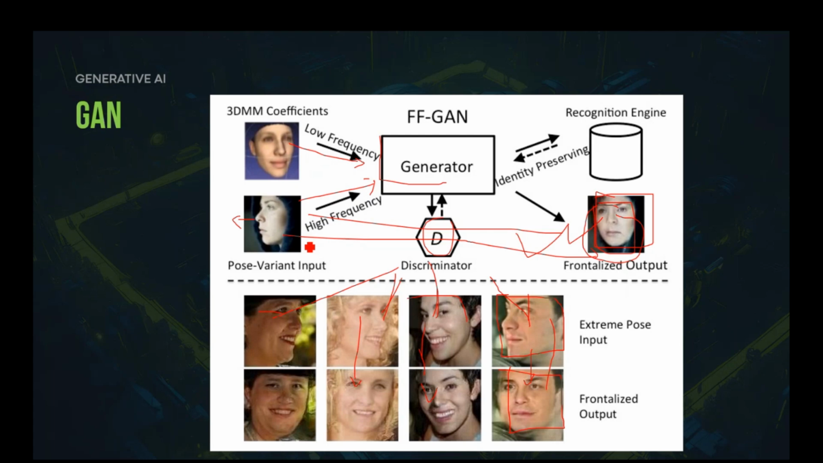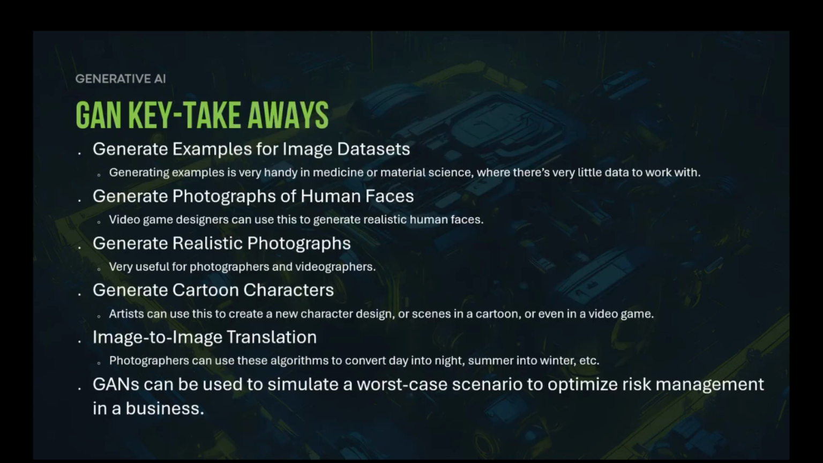GAN uses deepfakes. So generative adversarial networks, GANs, are, I would say, a versatile tool that can be applied across various fields for creating highly realistic data, even when available data is scarce. You don't have enough input data to generate output, but it has access to public data. In medicine and material science, GANs can generate new examples for image data sets, making it easier to conduct research with limited data. The synthetic data that we talked about.